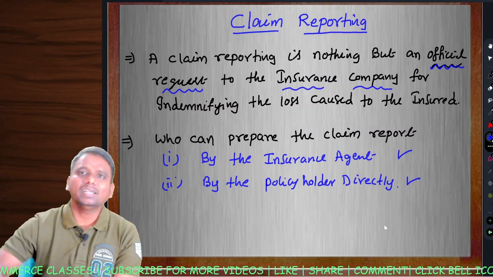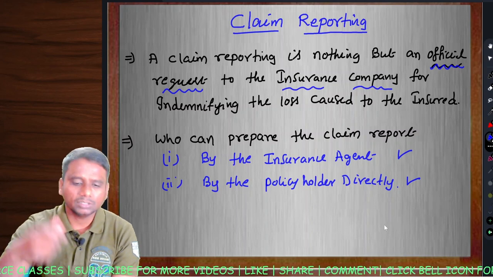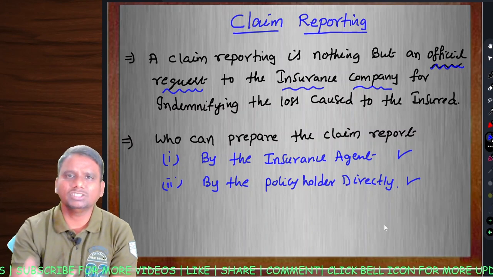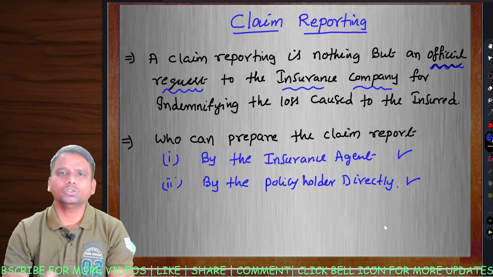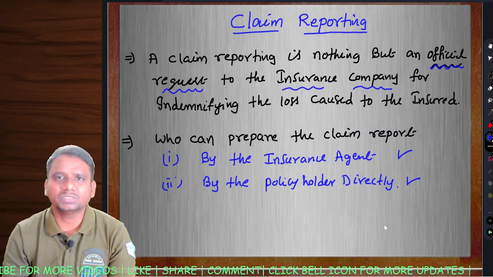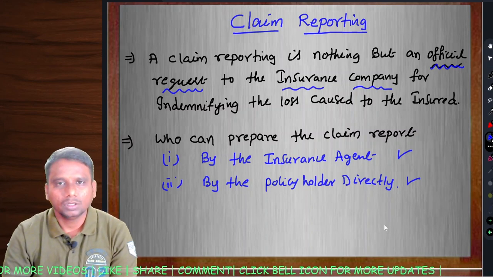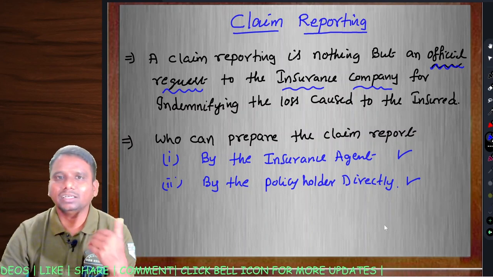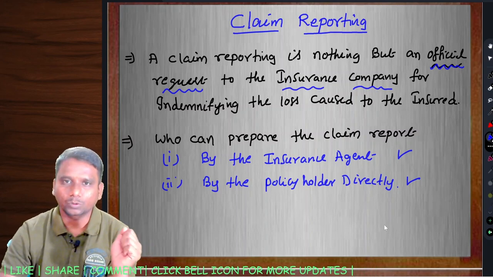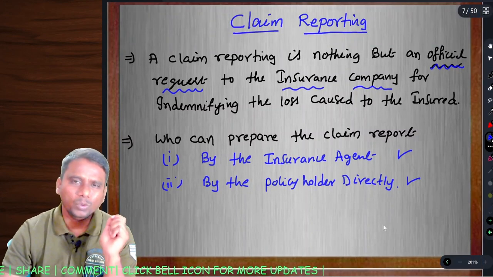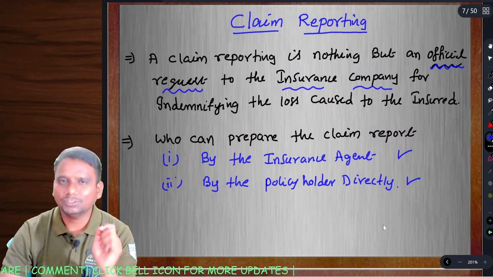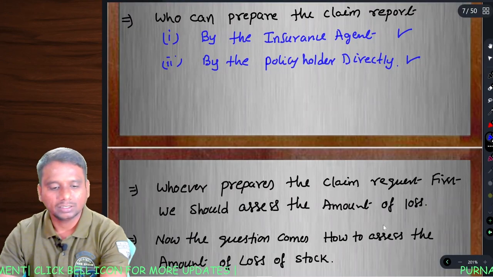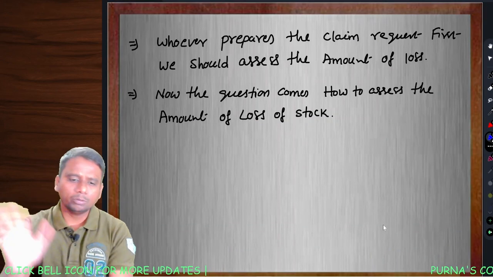Or else you can directly prepare this claim report online. Nowadays it is everything online only. In earlier days you had to fill a physical form, but nowadays simply sit in your home, open the insurance company website and fill the claim form. Simple. So either you can take the help of an insurance agent, or directly proceed with the claim report. Clear everybody? Whoever prepares this claim report, first of all, we should assess or calculate the goods lost.